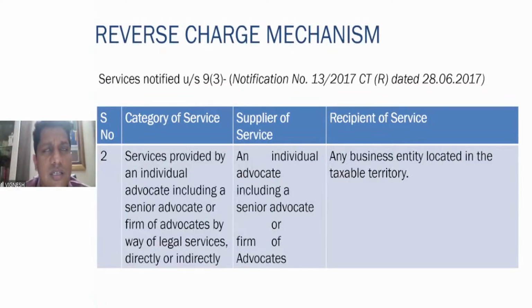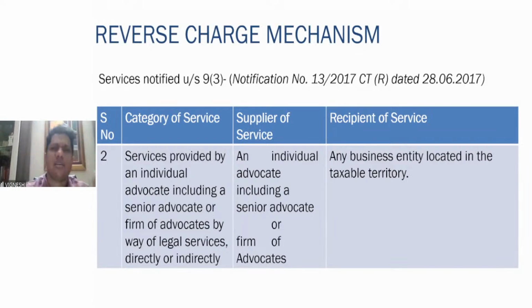Second one is services provided by an individual advocate, including a senior advocate or firm of advocates, by way of legal services. So it can be an individual advocate, or it can be any senior advocate or a firm of advocates. They provide the legal services directly or indirectly. To whom? To any business entity. To any business entity located in the taxable territory.